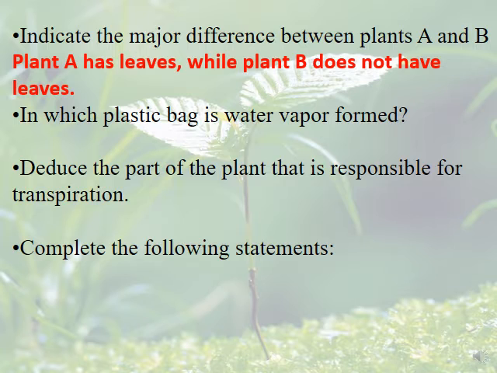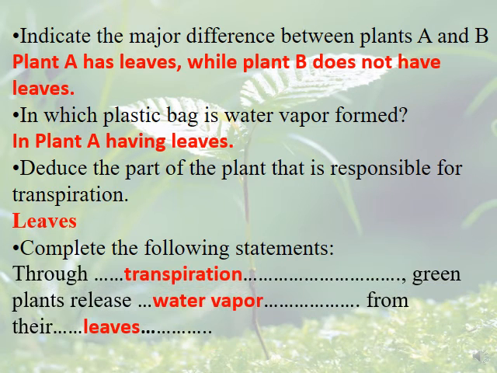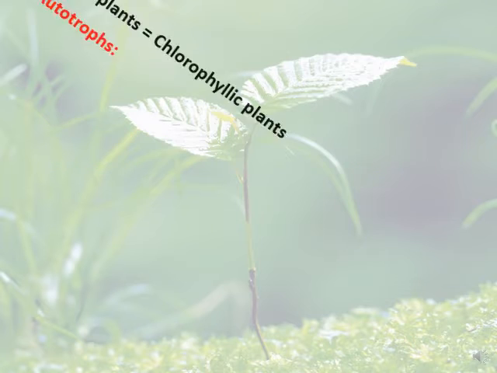So the leaves. In which plastic bag is water vapor formed? In the plastic bag covering plant A. Which part of the plant is responsible for transpiration? They are the leaves, and through transpiration, green plants release water vapor through their leaves. You have to keep in mind these notes.